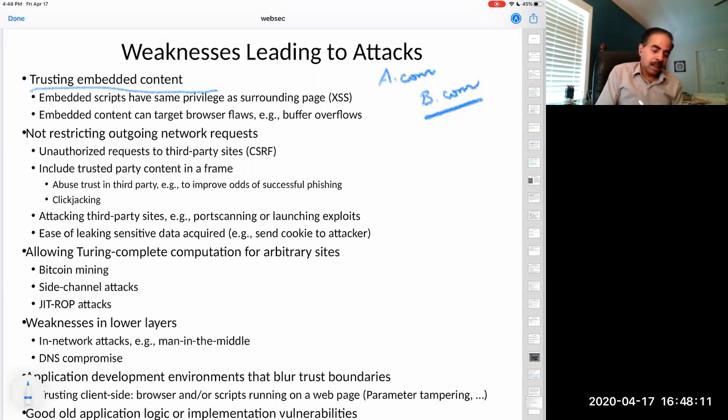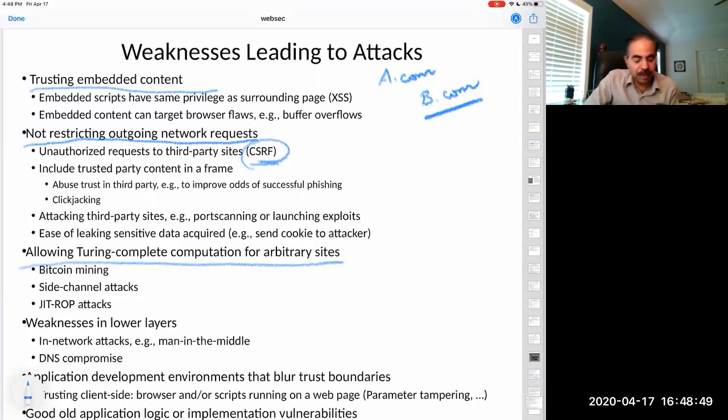compromised. The second class of problems is related to the fact that SOP doesn't restrict outgoing network requests. This enables things like cross-site request forgery and clickjacking and so on. Because of these unauthorized outgoing network requests, web applications are to be designed carefully to make sure that any requests that are coming into the web application is in fact a legitimate and an authorized request.